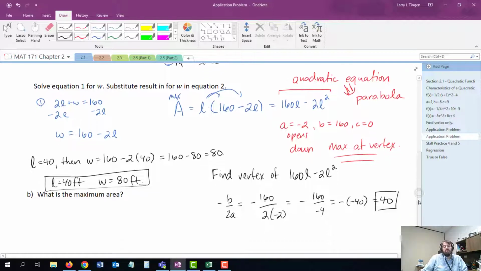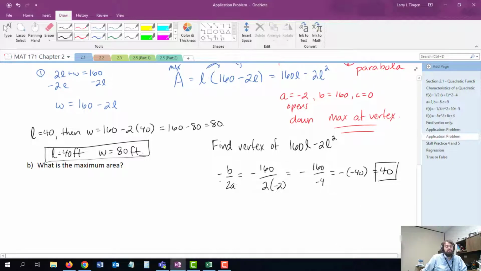And then the question is, what is the maximum area? Well, all it is is just plugging 40 into the original. The area, 160 times 40 minus 2 times 40 squared is equal to what? Put that in a calculator, and you're going to find the answer to be 3,200. So the maximum area is 3,200 square feet.